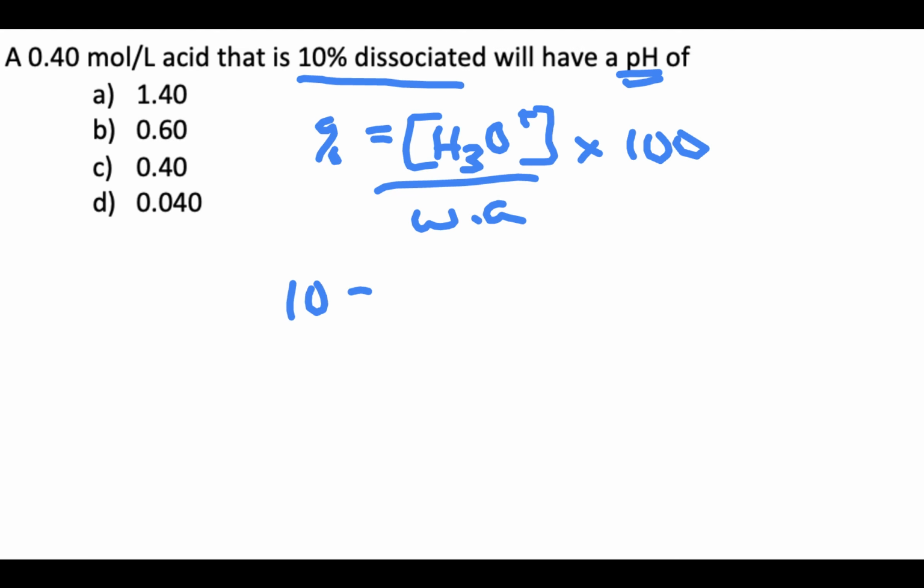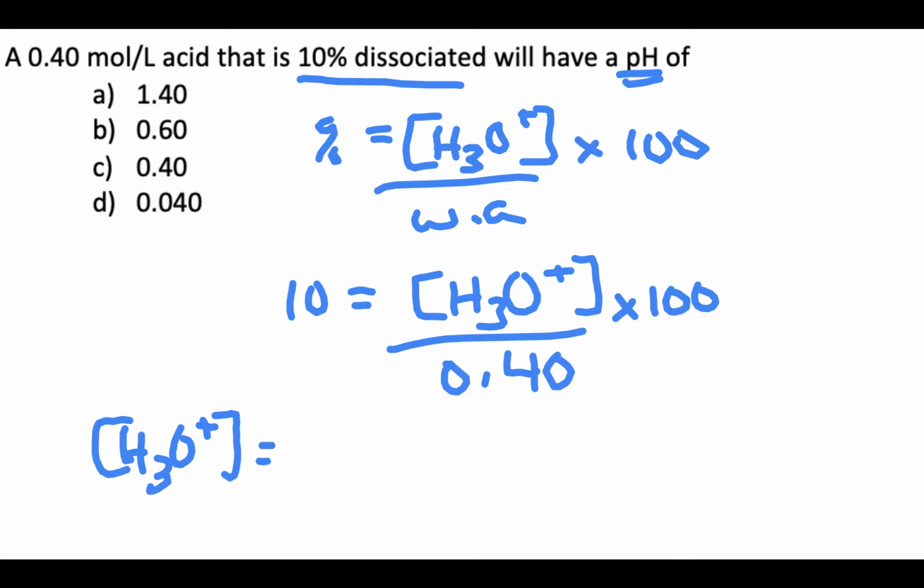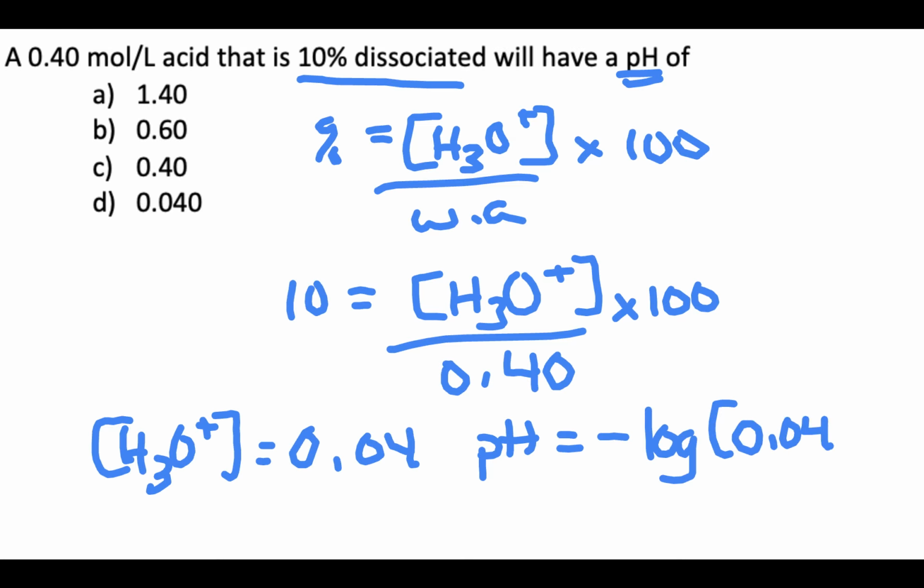So let's go ahead and replace some values. So 10 will equal H3O+ divided by 0.40 times 100. So we want to isolate hydronium, and what we'll see is the hydronium concentration will equal 0.04. And now that we have that, we can calculate the pH by taking the negative log of that hydronium concentration. So another formula we need to have memorized. Once we're done that, you'll see the value 1.397, and this value keeps going.